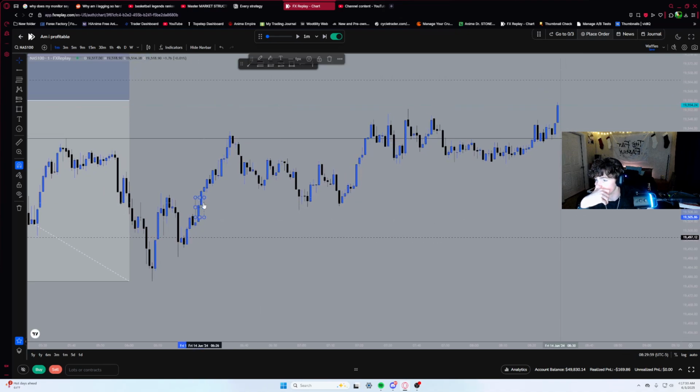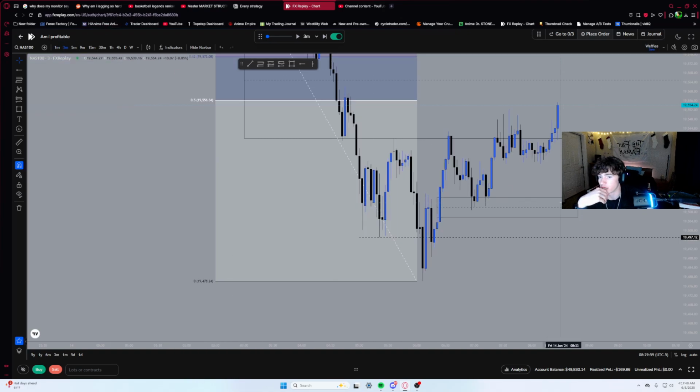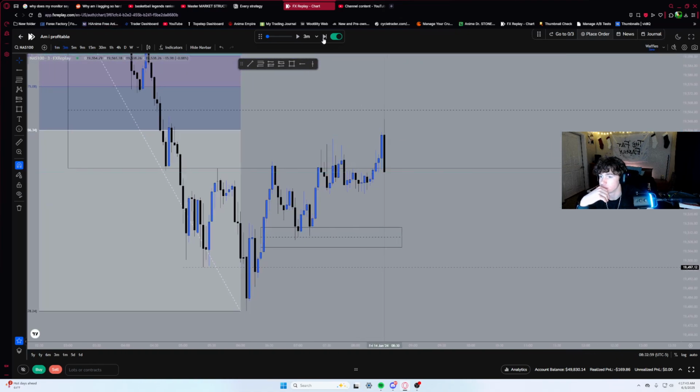There's a strong low right here. There's a fair value gap. Maybe price will come down to there. I think it'll go down a bit lower. Let's see what happens.